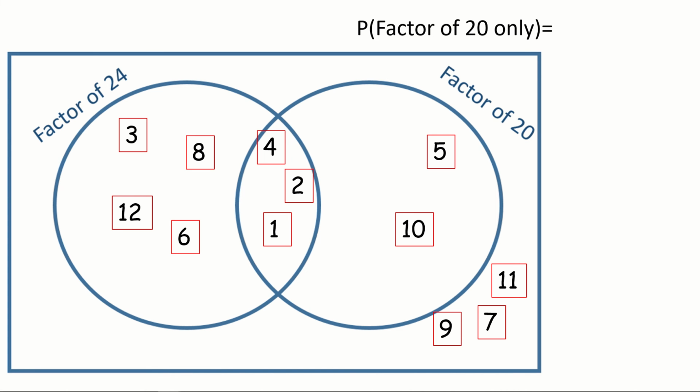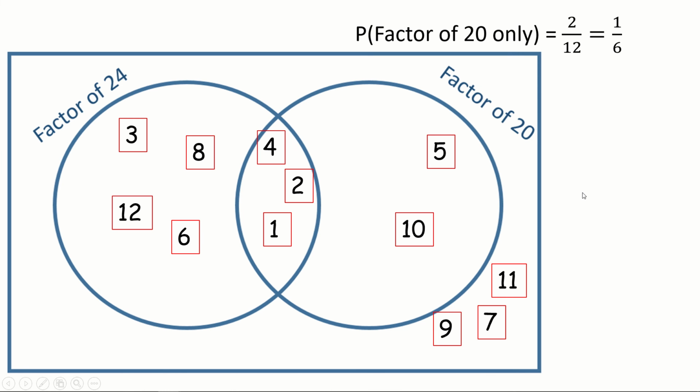Having a look at factors of 20 only, we have got these 2 numbers here. We don't want to include the ones in the center because they are in this circle over here. And so it's just those 2 out of 12, which simplifies to 1/6.